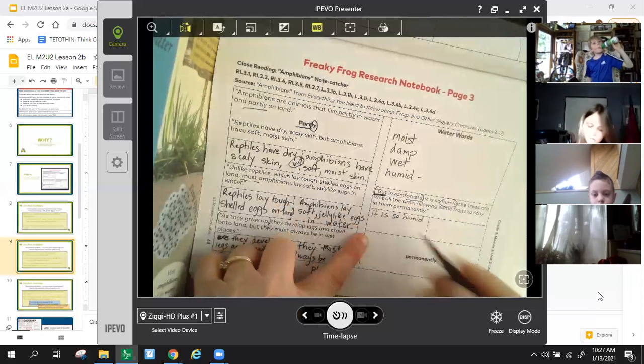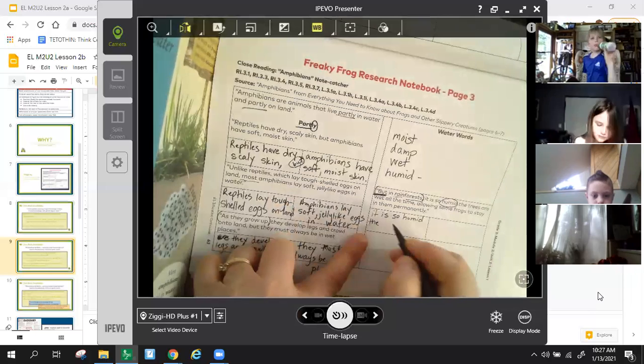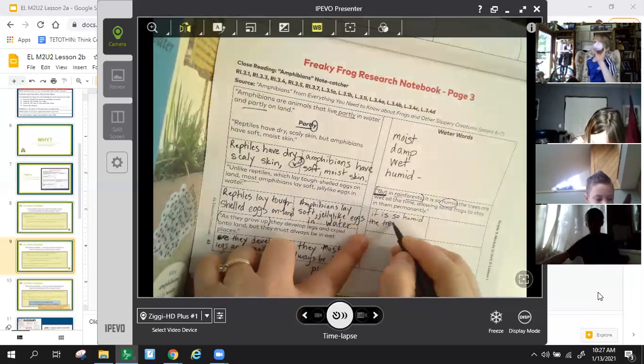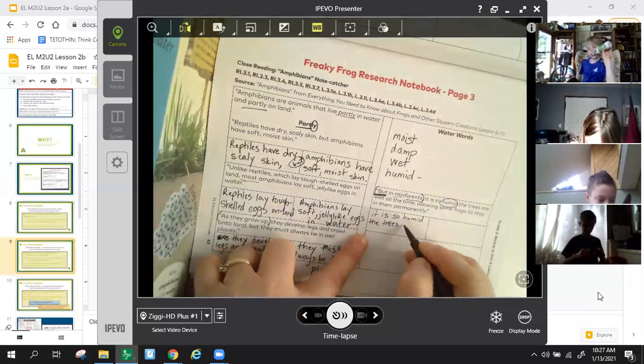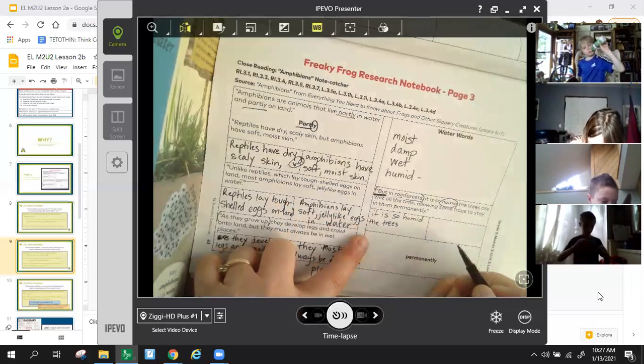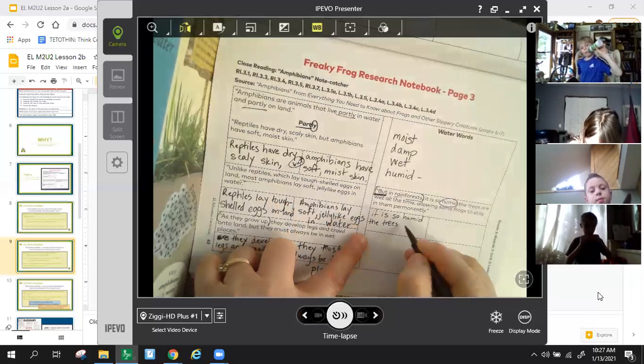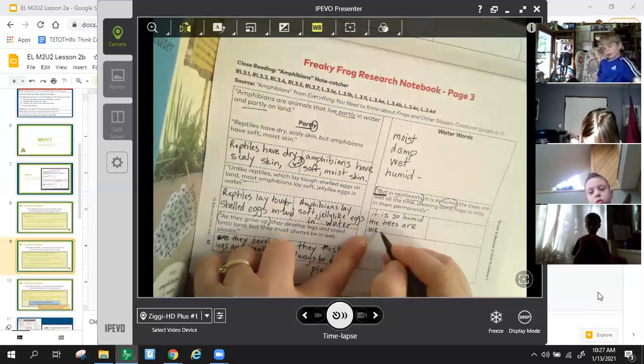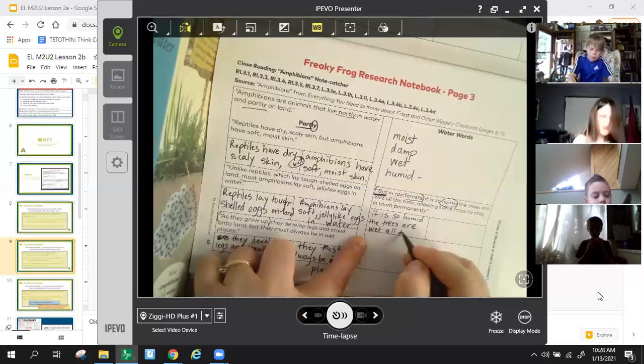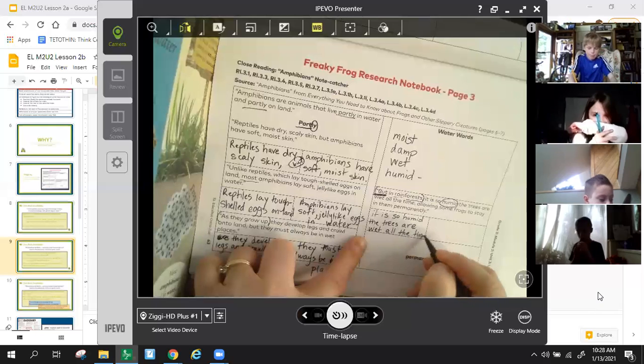The trees, wait, nope, sorry. So humid. The trees are wet all the time. Good job.